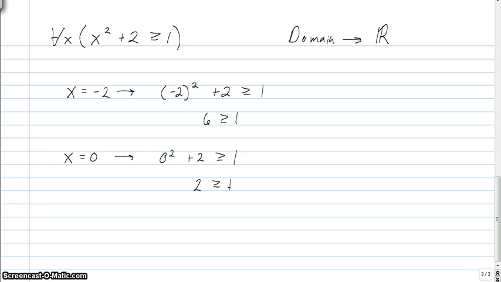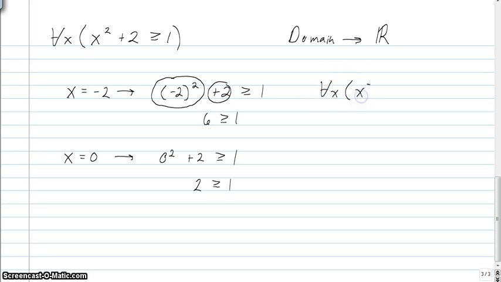Right, and if you try this enough times, you start noticing it doesn't matter what value for x I plug in here, because when I square it, that's going to be positive. And if I take a positive number and I add 2, that's always going to be greater than or equal to 1.